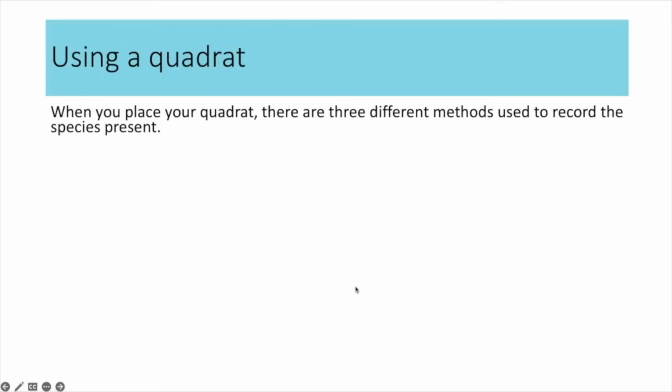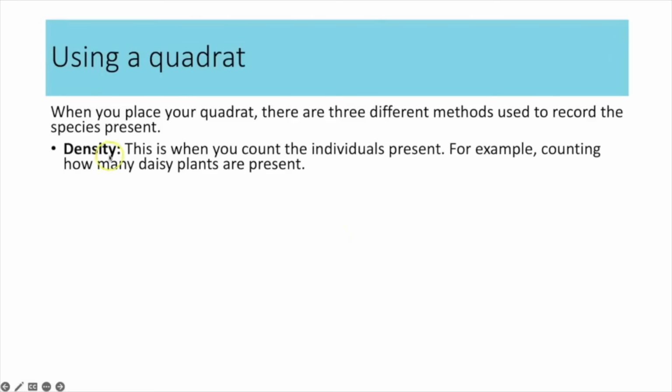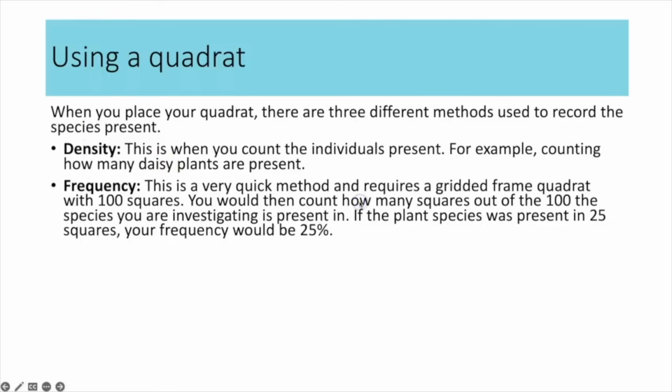When you place your quadrats, there are three different methods you could use to record the data. You could use density, and this is when you count all of the individuals present in that quadrat. So it might be you're sampling daisies, so you'd count every single daisy within that quadrat.